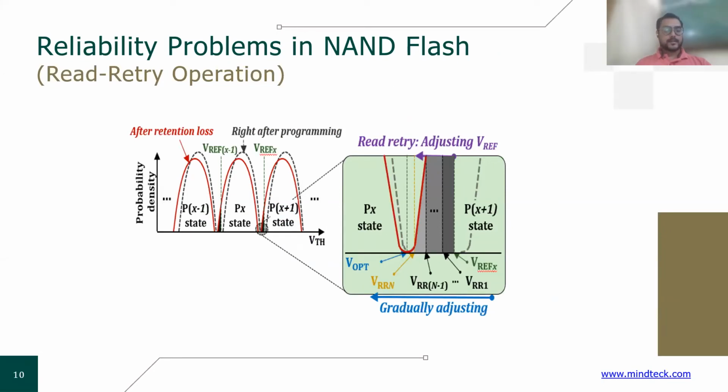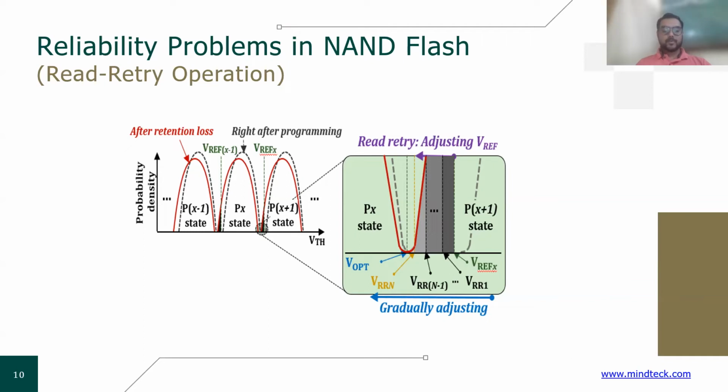To address this, modern SSDs commonly adopt a mechanism called read-retry, where it reads the page and adjusts the read reference value to the optimal value. Adjusting the read reference values significantly decreases the number of raw bit errors in the page. But unfortunately, read retry also increases the read latency.